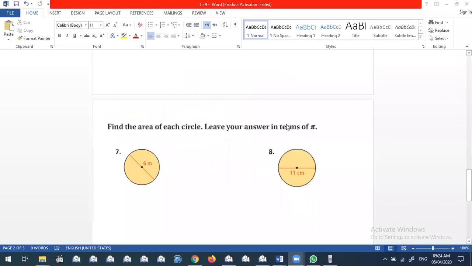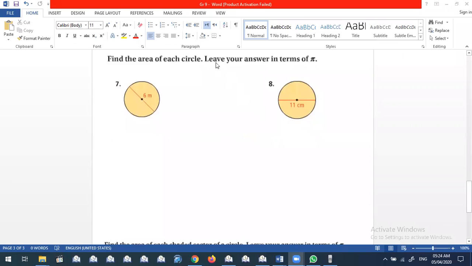Now we are going to solve more exercises about this part. Find the area of each circle. Leave your answer in terms of pi. Area of the circle equals pi r squared. So we need to find the radius first. The radius here, r equals, we are going to make 6 divided by 2.